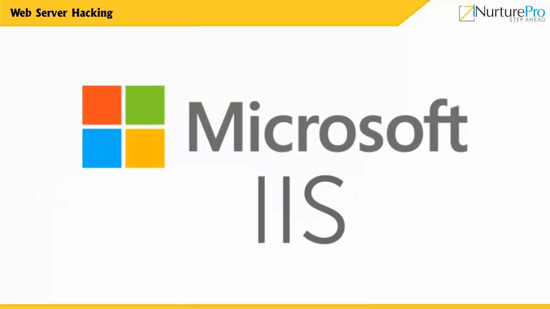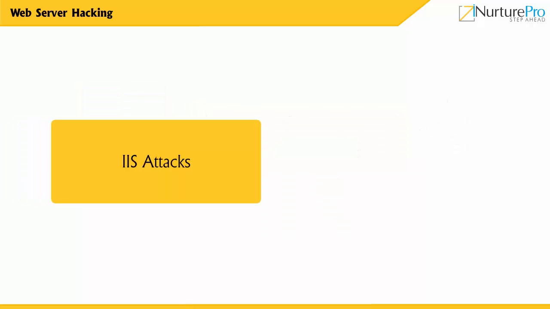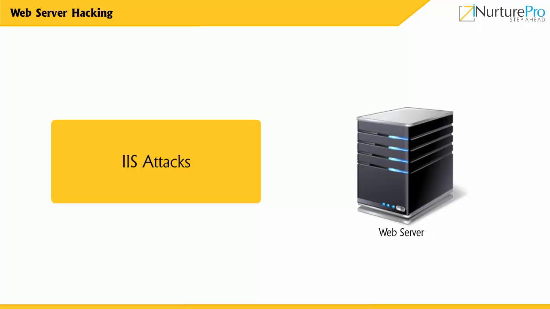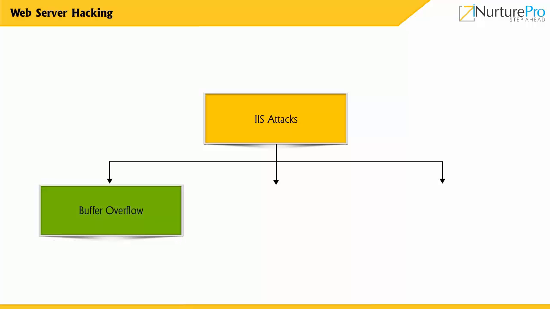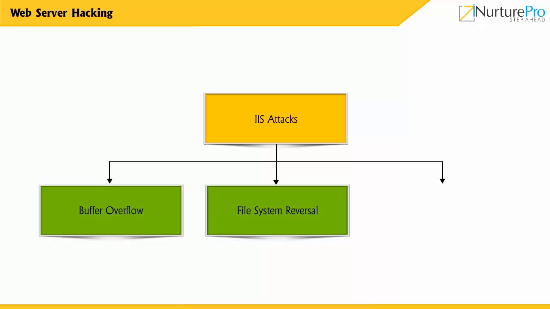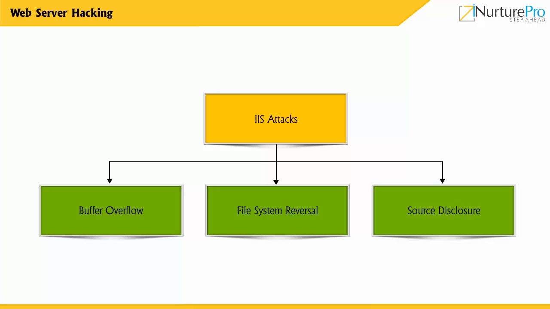Microsoft Internet Information Services or IIS is a web server available for Microsoft Windows. IIS attacks can pose a serious security threat for a web server. Here are some classifications of IIS attacks: buffer overflow, file system traversal, and source disclosure. Let's take a brief look at these classifications of IIS attacks.